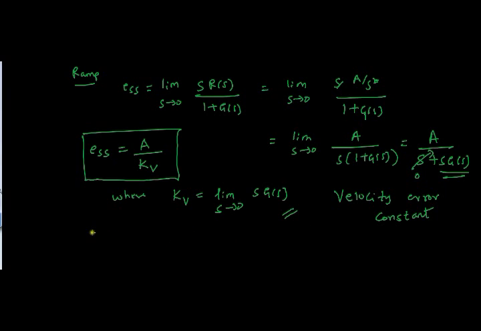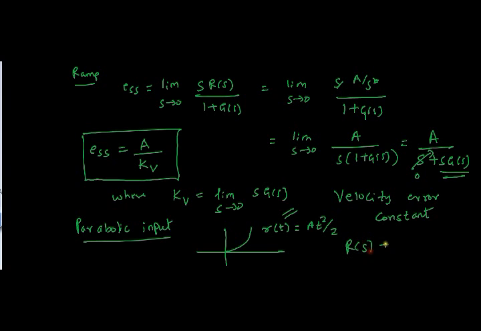Okay, so next let's see about parabolic input. So parabolic input means it will be in this fashion. So r(t) is A t square upon 2, so our R(s) will be A upon s cube. Okay, so we'll substitute the value of this input in the steady state error formula. Then we get the value of steady state error for parabolic input. Okay, so let's see that.